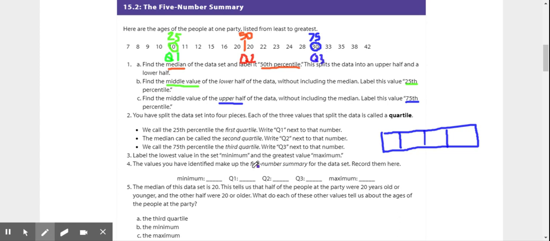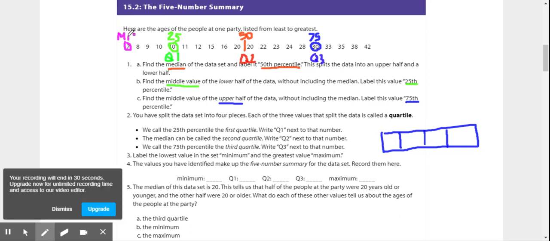Now it says to label the lowest value in the set the minimum and the highest value the maximum. So I'm going to do that with another color. Here's our lowest. We're going to call that the min, M-I-N. And then we're going to go over here and call this one the max, M-A-X.